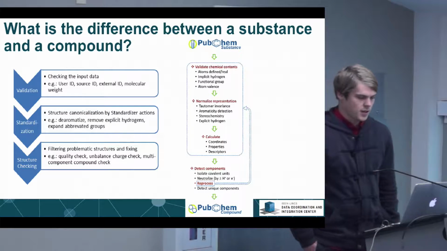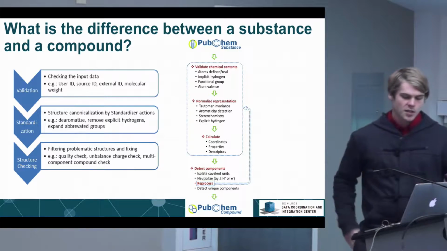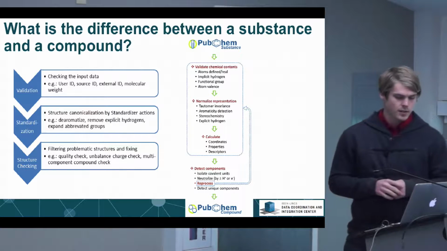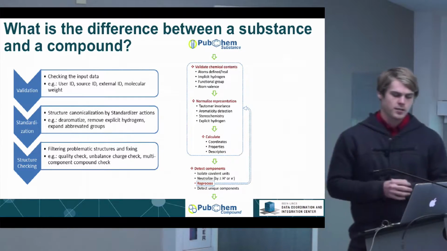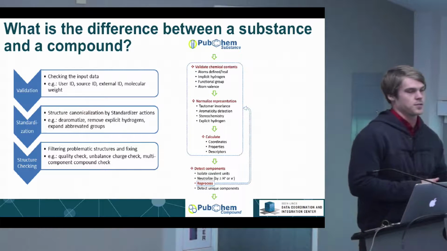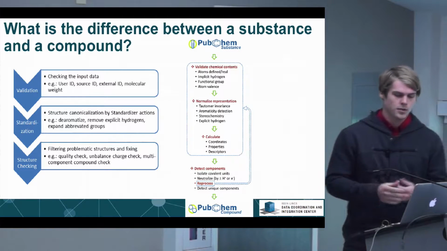So the way that standardization is often done is through validation, checking the input data, a standardization process that often removes salts and other additives, and then doing structure checking to make sure that what was actually used in the experiment is valid and is actually what they thought it was.